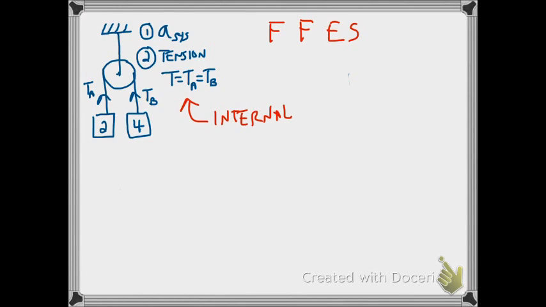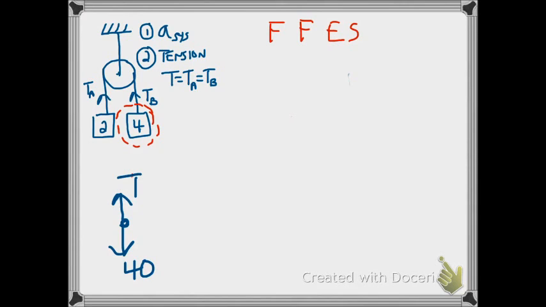Now, to find the tension of the rope, that's a little bit trickier. As we know, they are an internal force pair. So we're going to need to isolate. We can't use the whole system because we know they will cancel. So we're going to isolate, in this case, on the 4 kilogram block. And we're going to make a force diagram of just the 4 kilogram block.